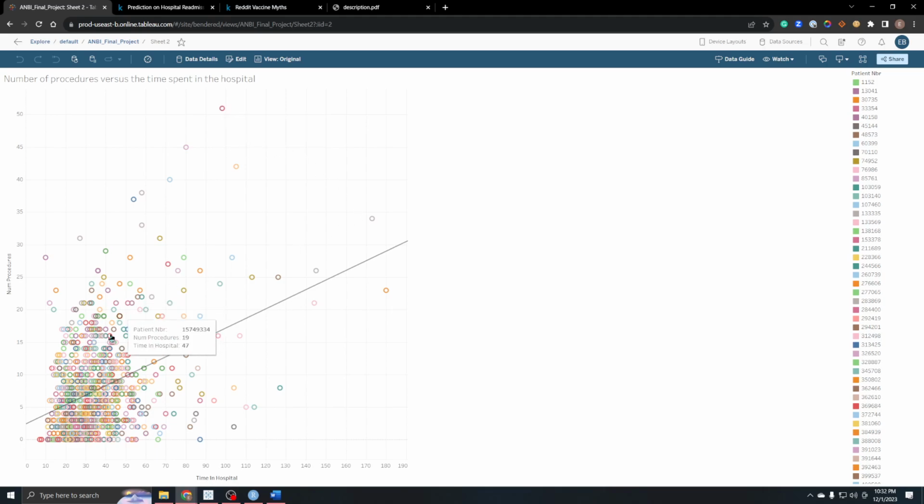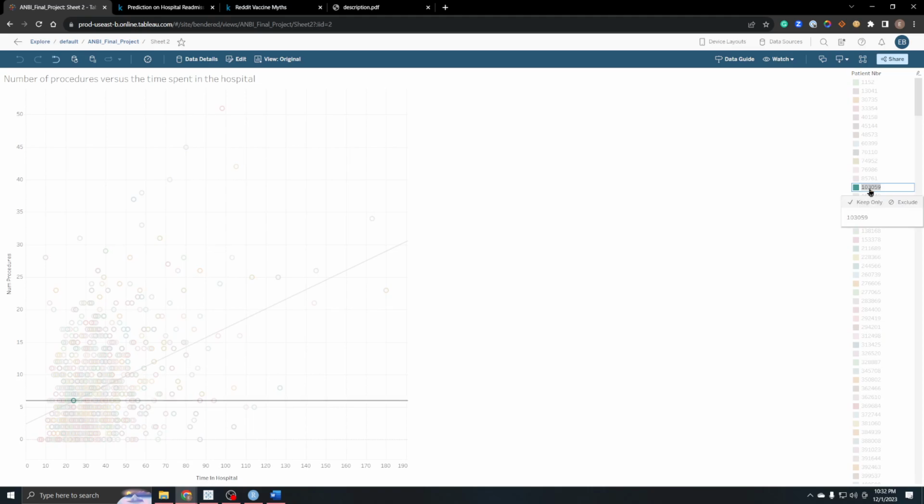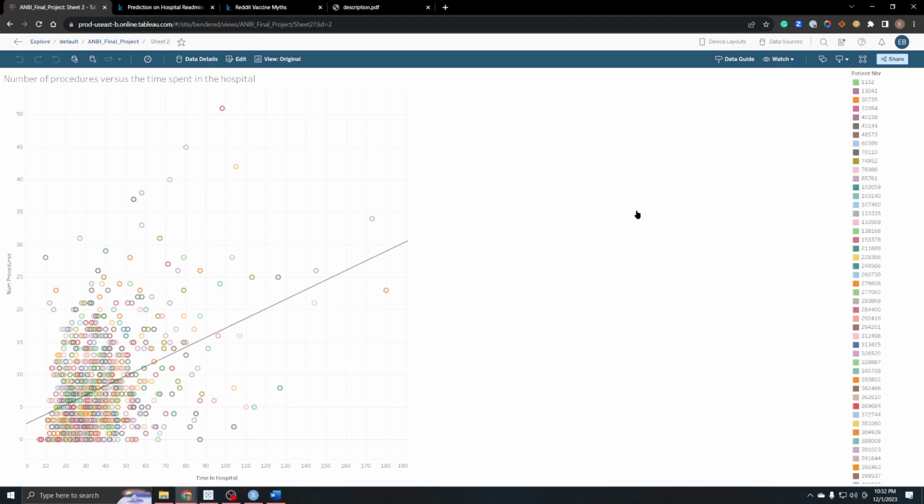Here, this is actually just a sample of the data set because the data set was well into the hundreds of thousands. I chopped it down to about 10,000 data points. And here you can look for a specific one and see where it is. And as you can see, which kind of makes sense, the longer you're in the hospital, the more likely you are to have a lot of procedures.